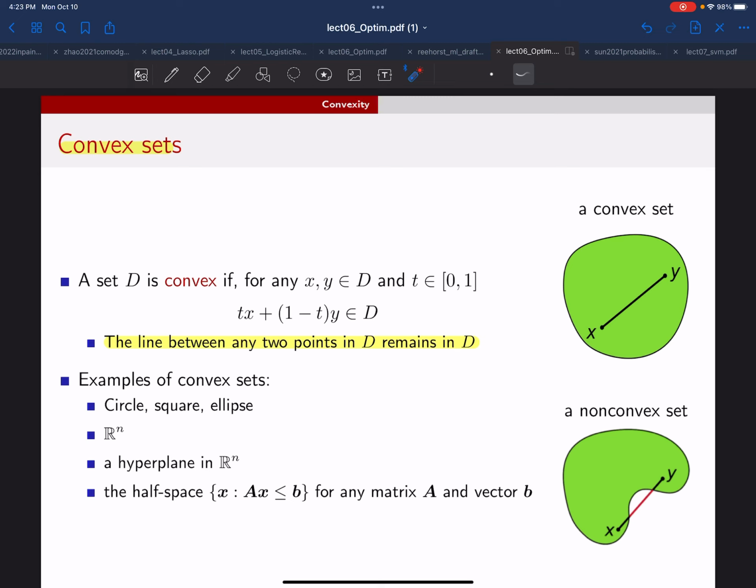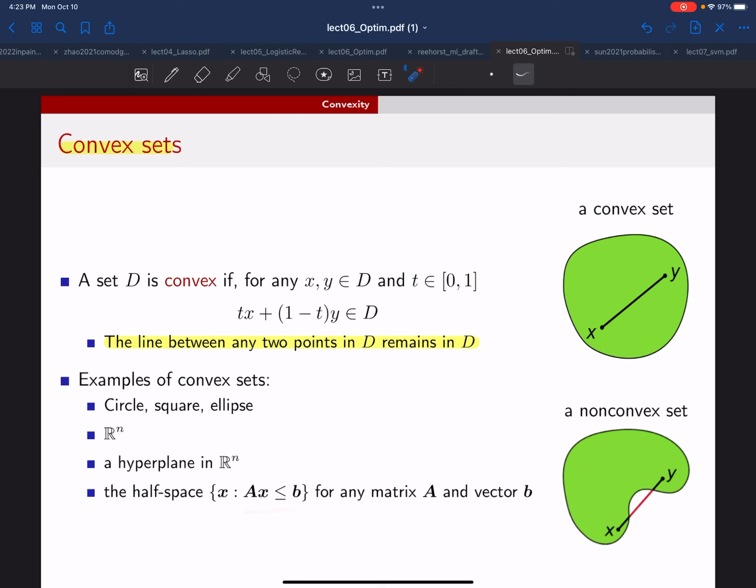And a lot of the sets we deal with in practice are convex. So, for example, circles, squares, ellipses, those are all convex. If we're looking at the space of n-dimensional vectors, that's a convex set. Hyperplanes in Rn, if we're in 2 or 3 dimensions and you imagine a plane cutting through and you're living on that plane, that's a convex set. Or half spaces, like if you take some domain and you chop it in half with a plane and you look at what happens on one side of the plane, that's a convex set. You can write that mathematically as a set of x such that some matrix A times x is less than or equal to some vector b. That gives you a half space.